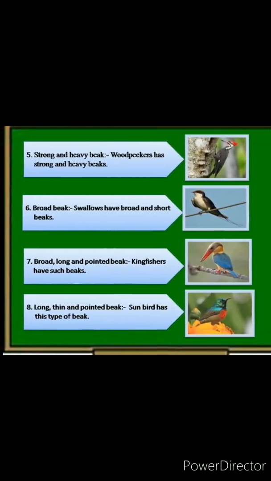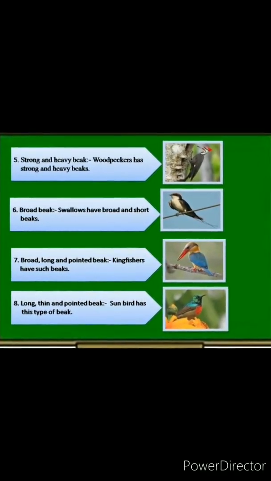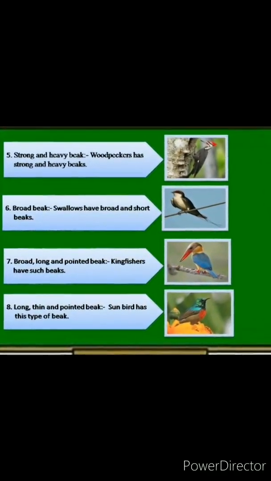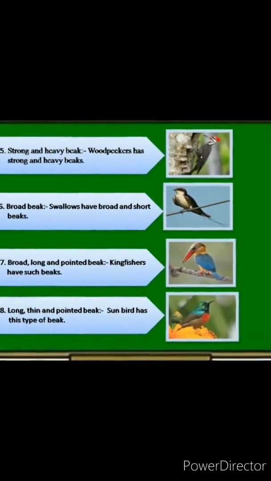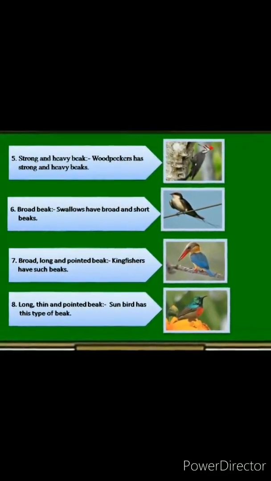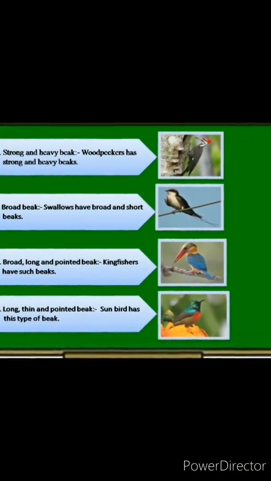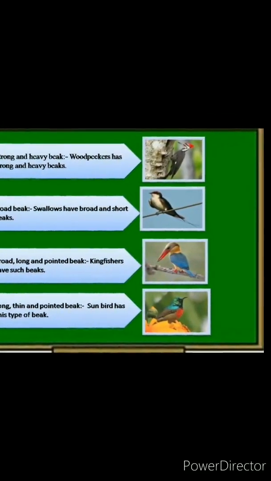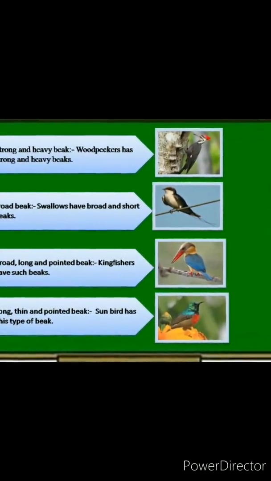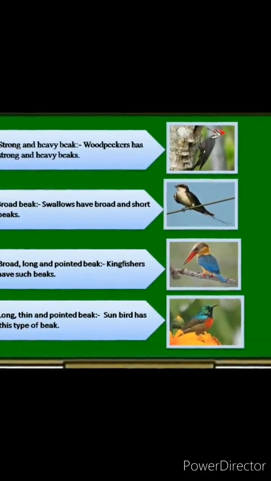Swallows have broad and short beaks. Their mouth is sticky from inside. As they go round and round through the air with beaks open, tiny insects get stuck in their mouths.